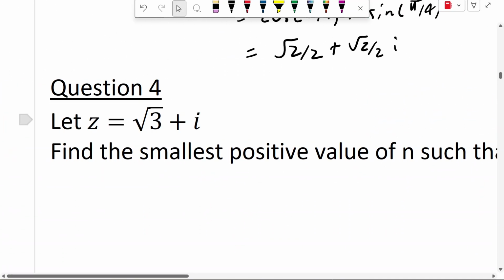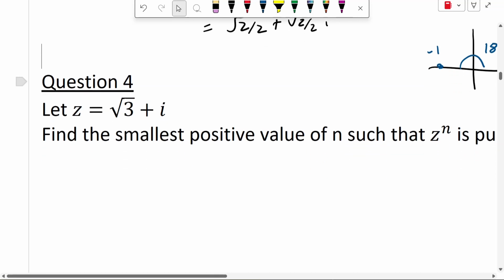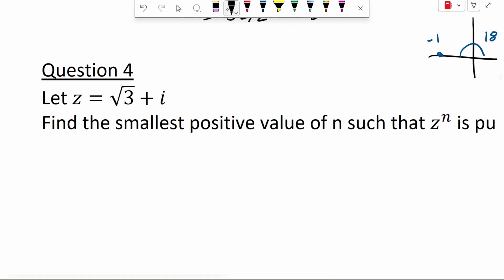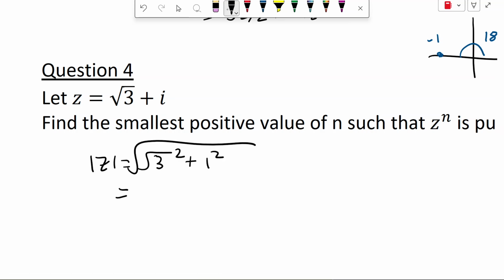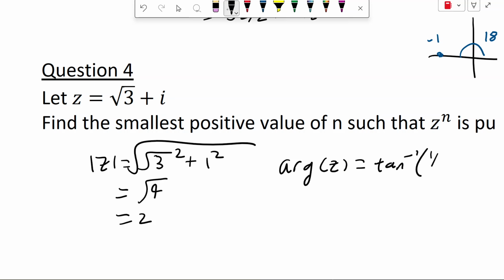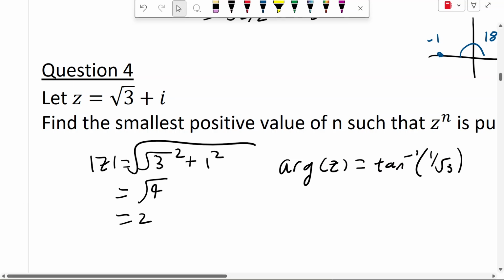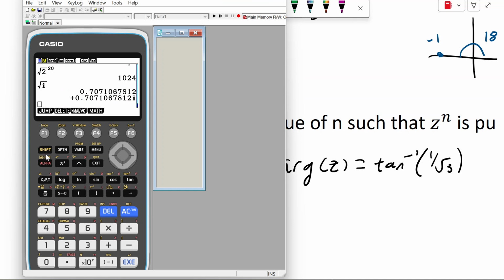All right, the other type of question you can get asked is this one here. So find the smallest positive value n such that z to the n is purely real. So mod z is going to be root 3 squared plus 1 squared all under a square root, which is root 4, which is 2. And argument of z, since we're in the top right quadrant, is just directly inverse tan of 1 over root 3. All right, so if we do that, inverse tan of 1 over root 3, we're going to get pi over 6.